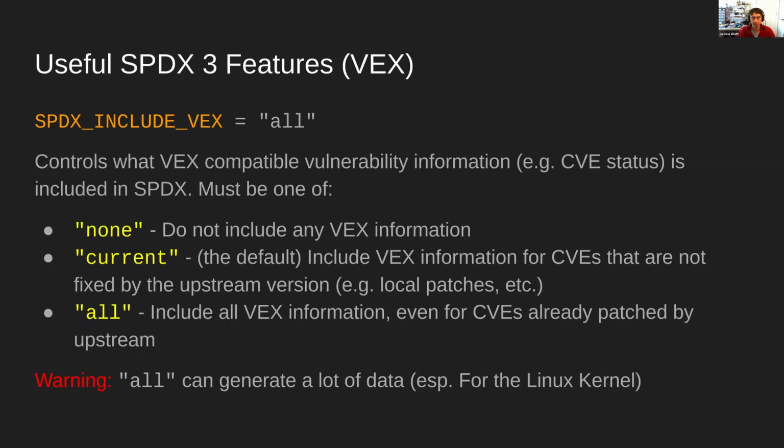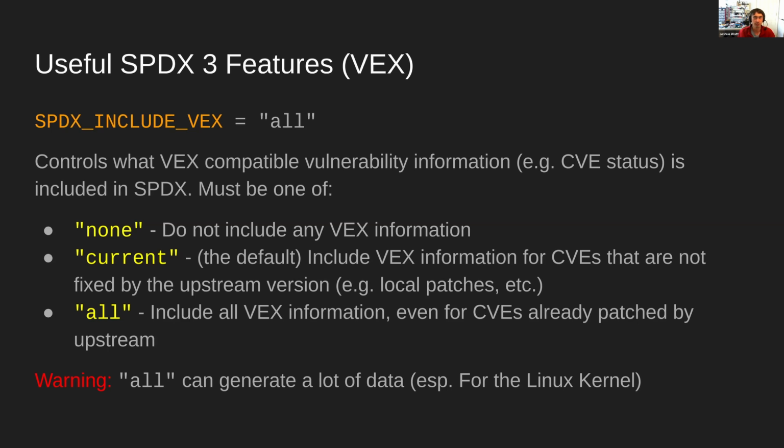As I mentioned, SPDX3 has VEX compatible vulnerability information, and you can control what level is included by BitBake in the output that it produces. There are 3 levels: none, current, and all. None just doesn't include any VEX information. If you don't care about that, it can save you some build time. Current, which is the default, will only include VEX information for CVEs that aren't fixed by the upstream version.